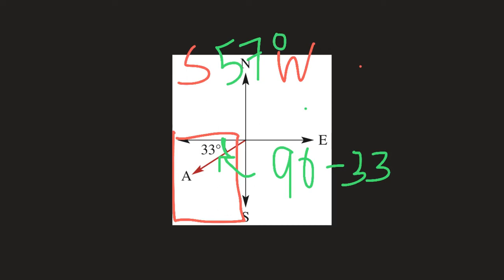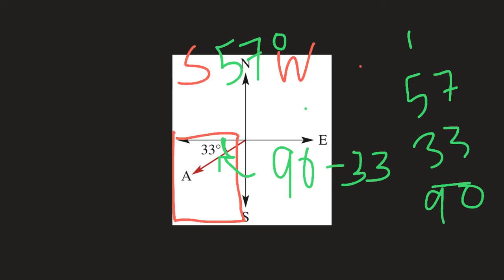Let me just check that really quick. Yeah, there we go. Perfect. So it is 57 degrees. Perfect. Okay, good. The next question is a little bit trickier.